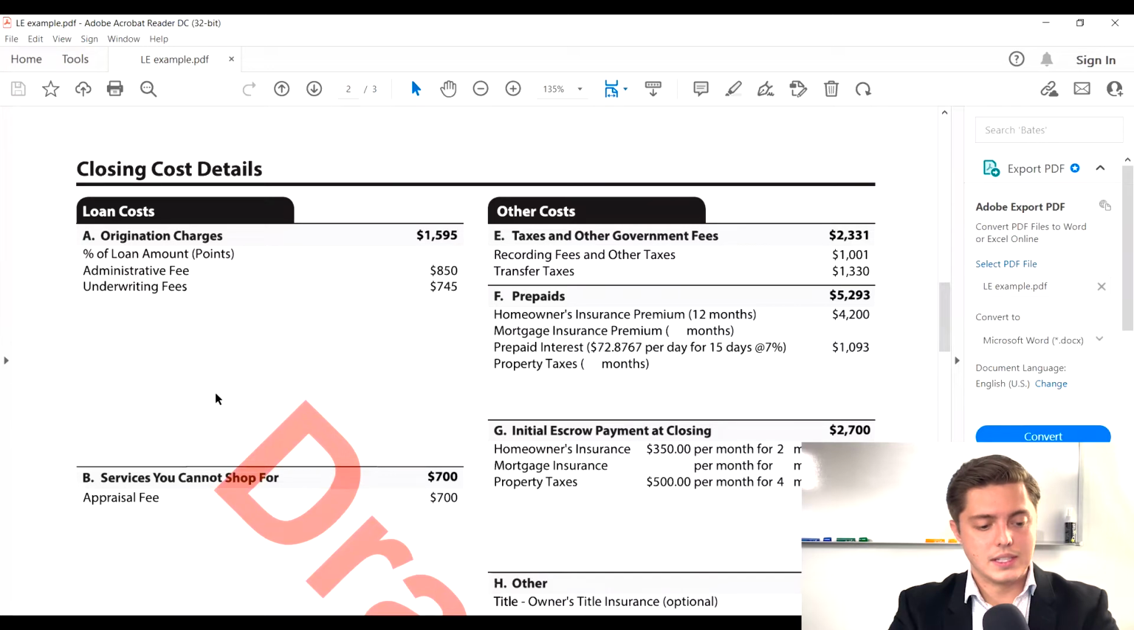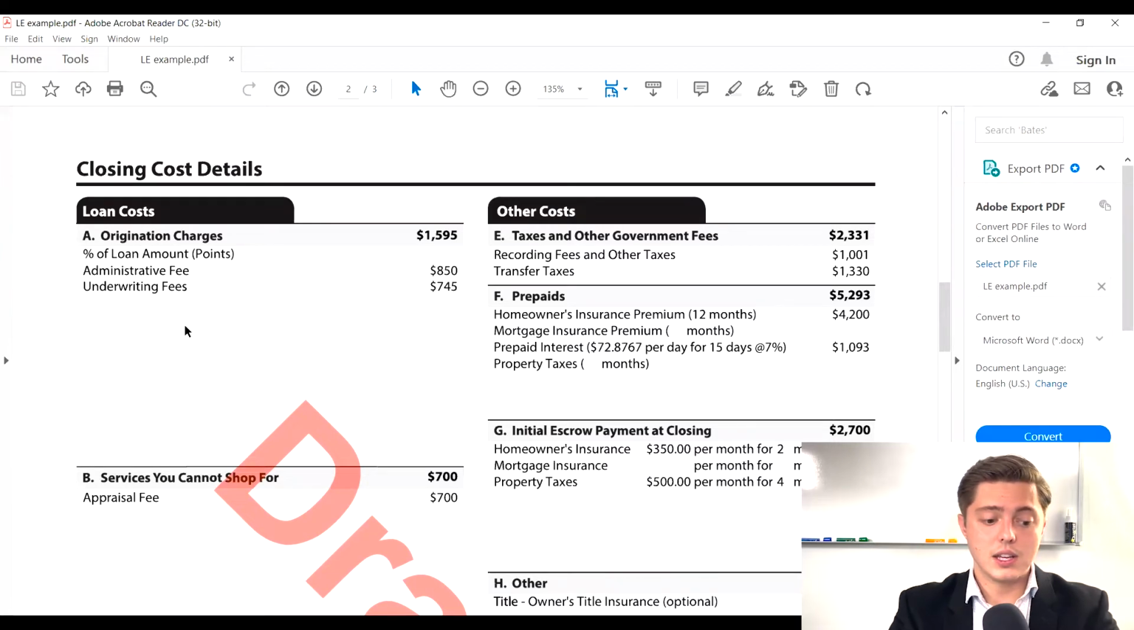So, closing cost details. The most important part of this entire document, I would say, is Section A, origination charges. This is actually what you're paying for when you get a mortgage. There can be different names for these fees: underwriting fee, administrative fee, origination fee, processing fee. But basically, they are all just fees that you are paying to your mortgage lender.